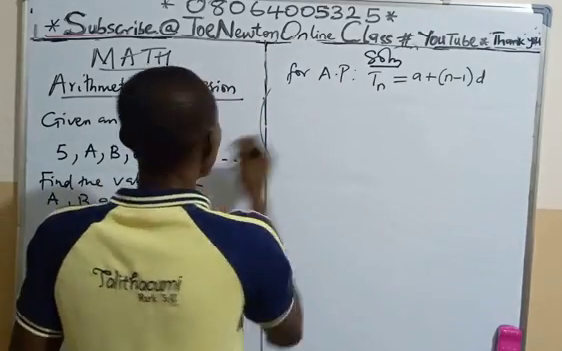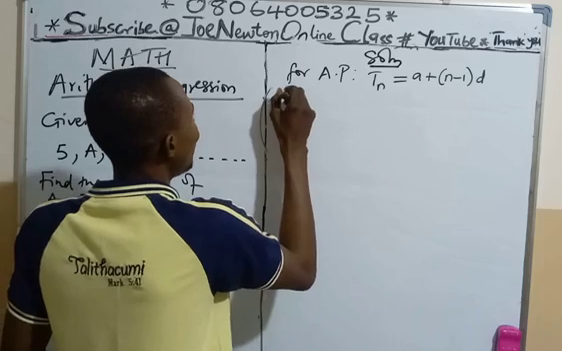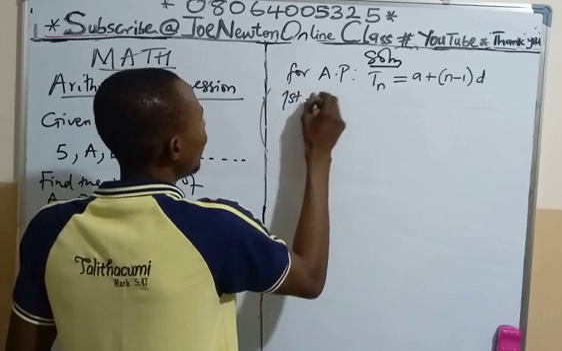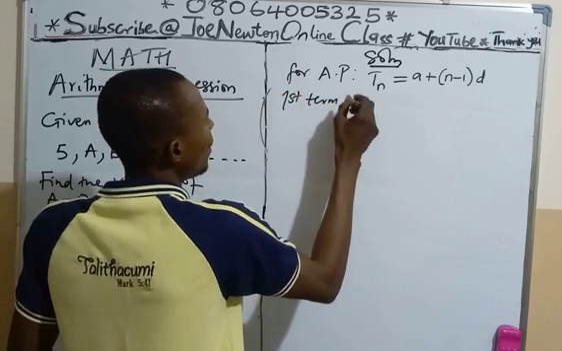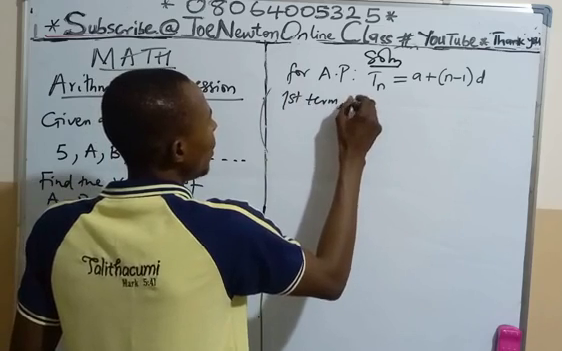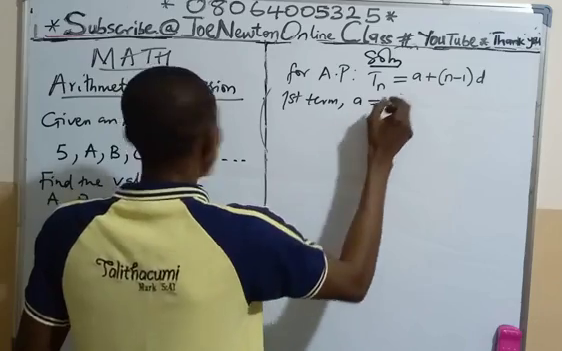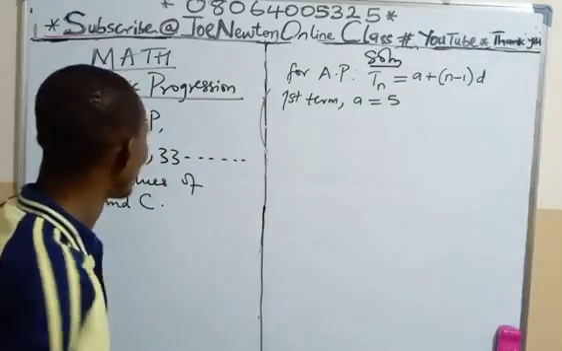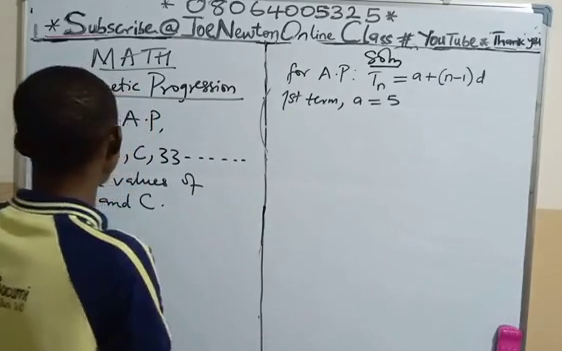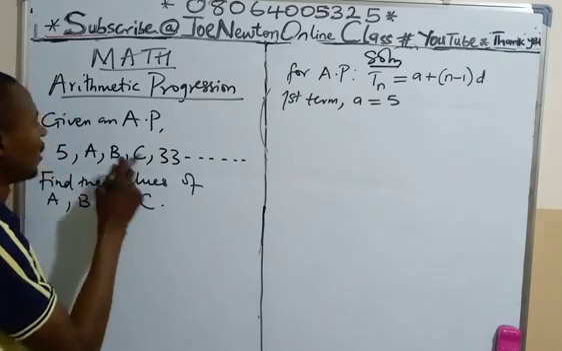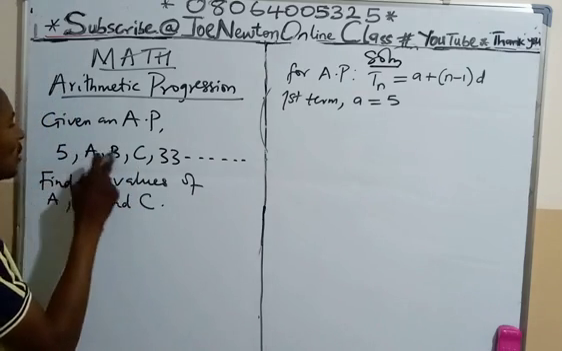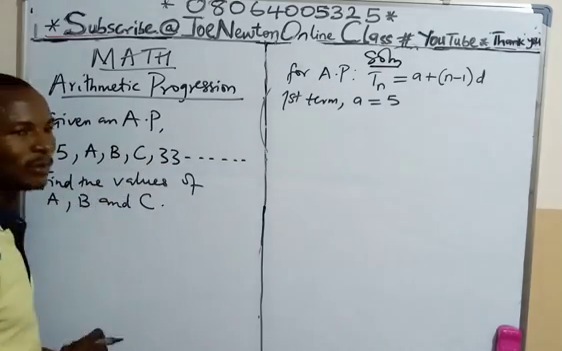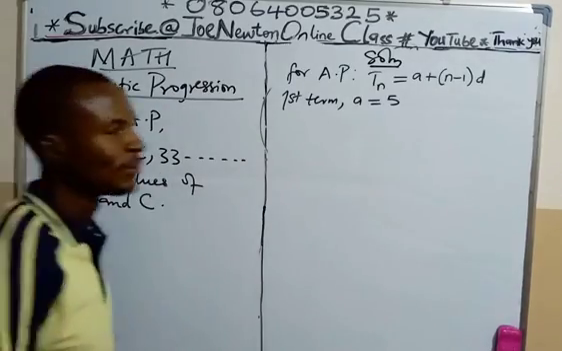Now we have here in our question our first term, A, is equal to 5. That first number there is the first term. We use letter A to represent it. Then we can see that we have first, second, third, fourth, fifth terms. So this 33 is the fifth term.